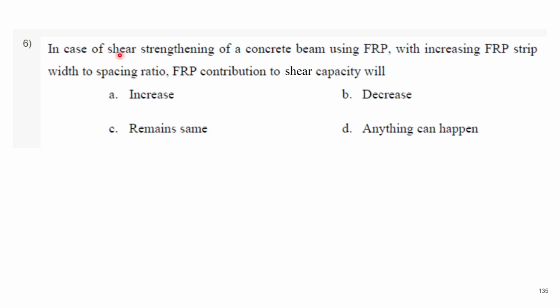Sixth question. In case of shear strengthening of a concrete beam using FRP, with increasing FRP strip width to spacing ratio, FRP contribution to shear capacity will A increase, B decrease, C remain same, or D anything can happen. So which is the correct option according to you?